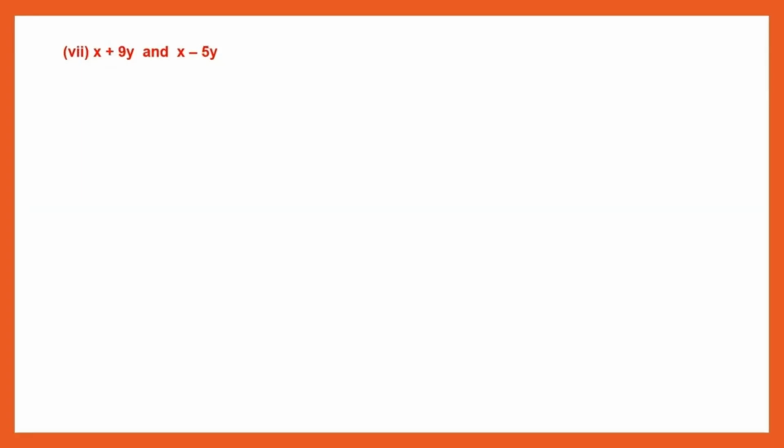Question 7. Let's take the first term. So here it is, x into the second binomial x minus 5y. Now let's take the second term of the first binomial, that is plus 9y, into the whole of the second binomial, that is x minus 5y. Now let's multiply x into x. X into x is x to the power of 2.